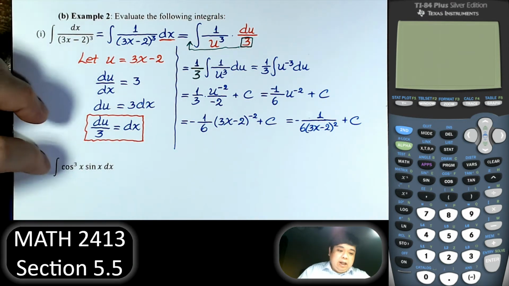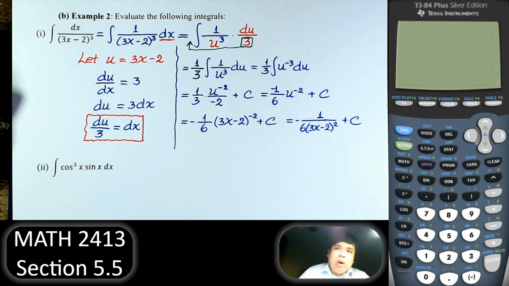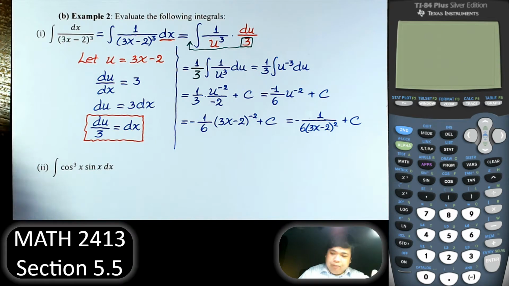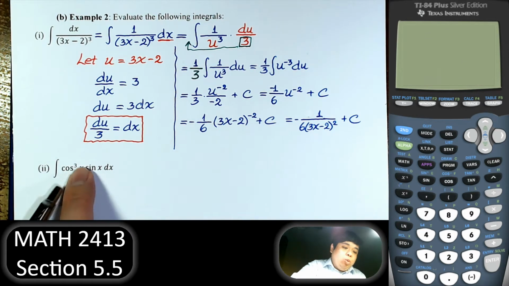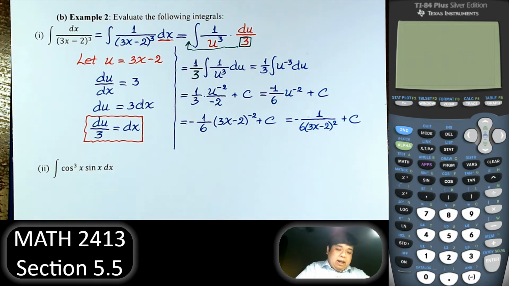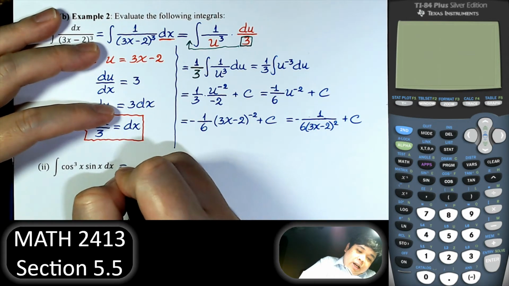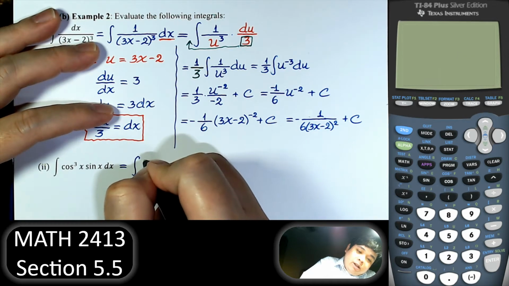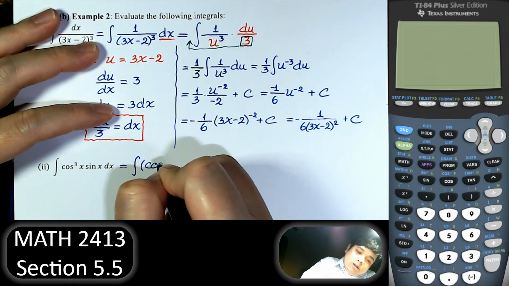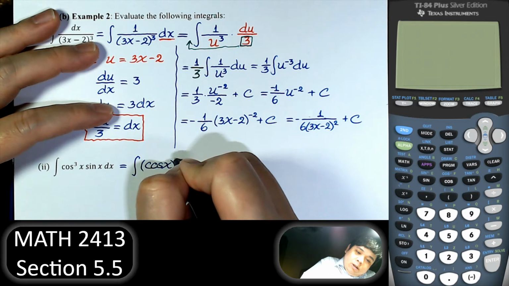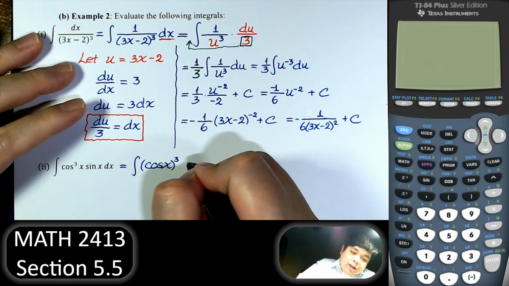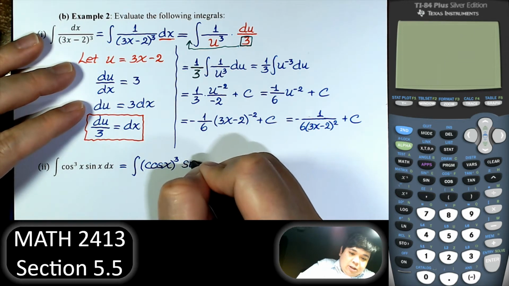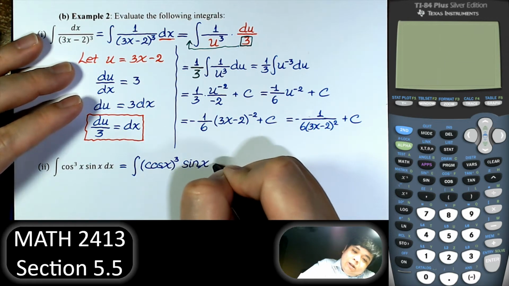The next one: what do we let u equal when we don't have the parentheses? Well, in here we see the cube. That is the same thing as cosine and cube, right? So we do the cosine first. We write a cube like that, and then sine of x dx.